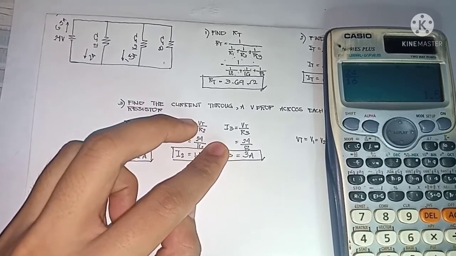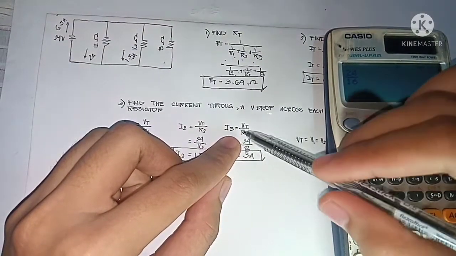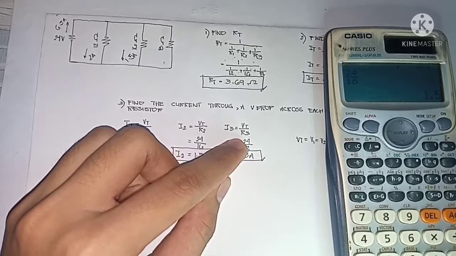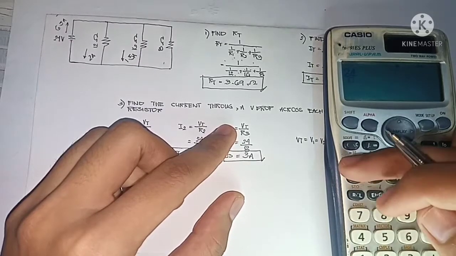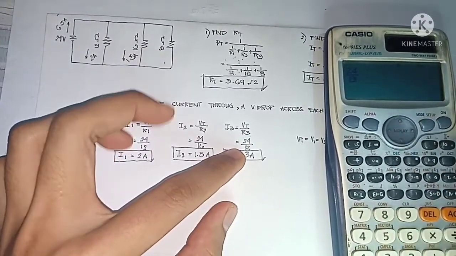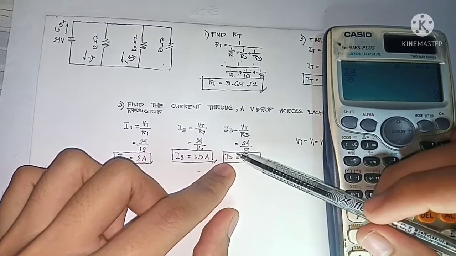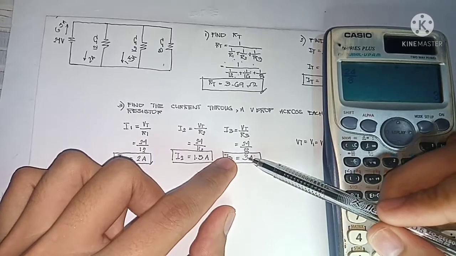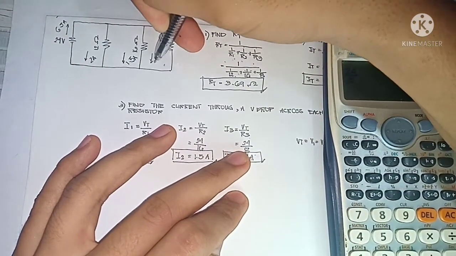Now let's go to the third current. I3, or the third current, is equal to voltage total over resistor 3. So the voltage total is 24 volts over the value of R3, which is 8 ohms, equals 3 amperes. So the third current through resistor 3 is equal to 3 amperes.